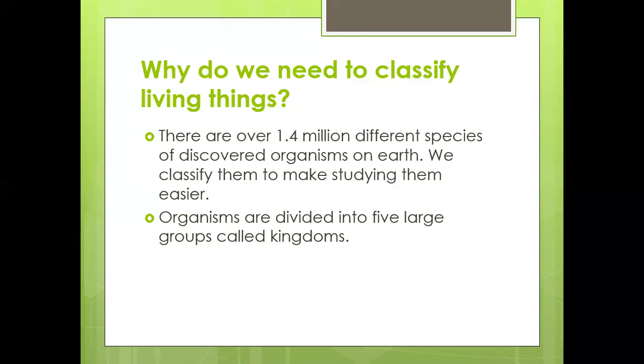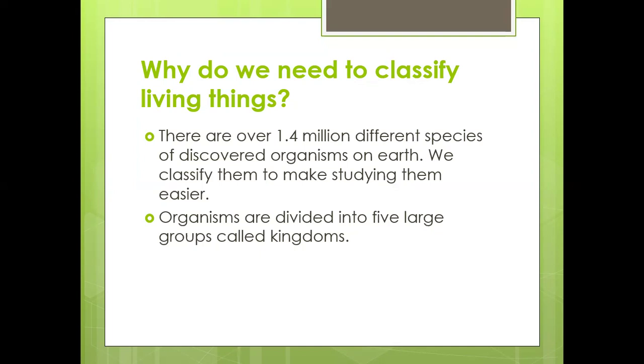So why do we need to classify living things? You should know that there are over 1.4 million different species of discovered organisms on Earth. So we need to classify them in order to make our study very easy. This large number of species that have been discovered need to be classified in order to make our study easier. So organisms are divided into 5 large groups that are called kingdoms.